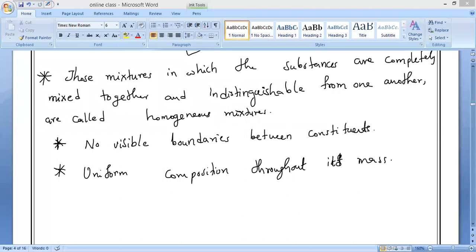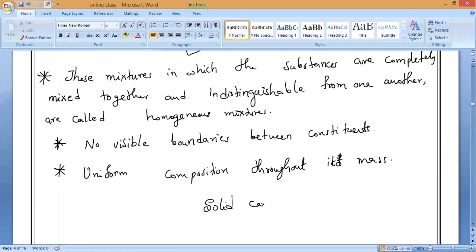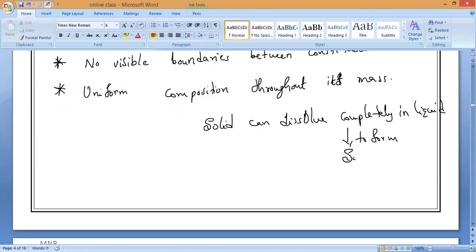So if we take solutions, all of you observe, a solid can dissolve completely in liquid to form what, Hari? Liquid to form solution. To form solution.